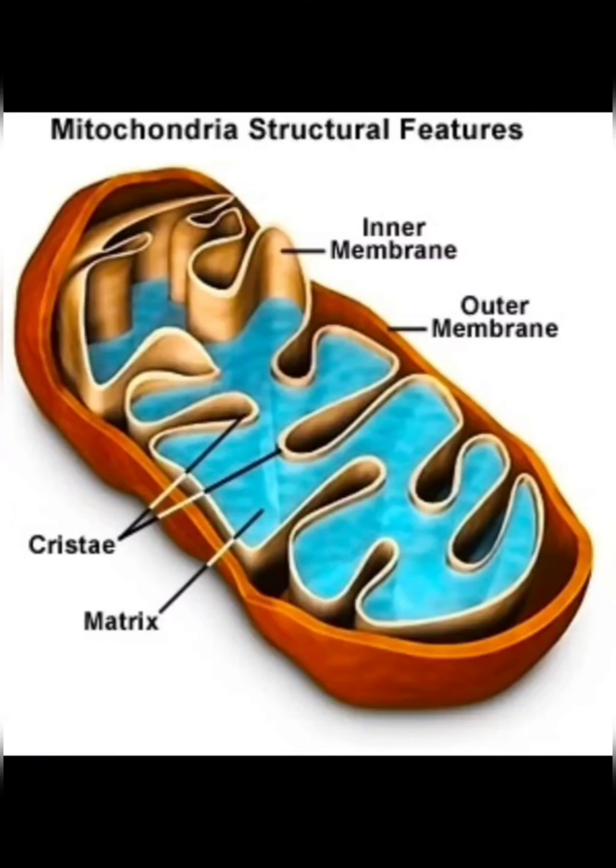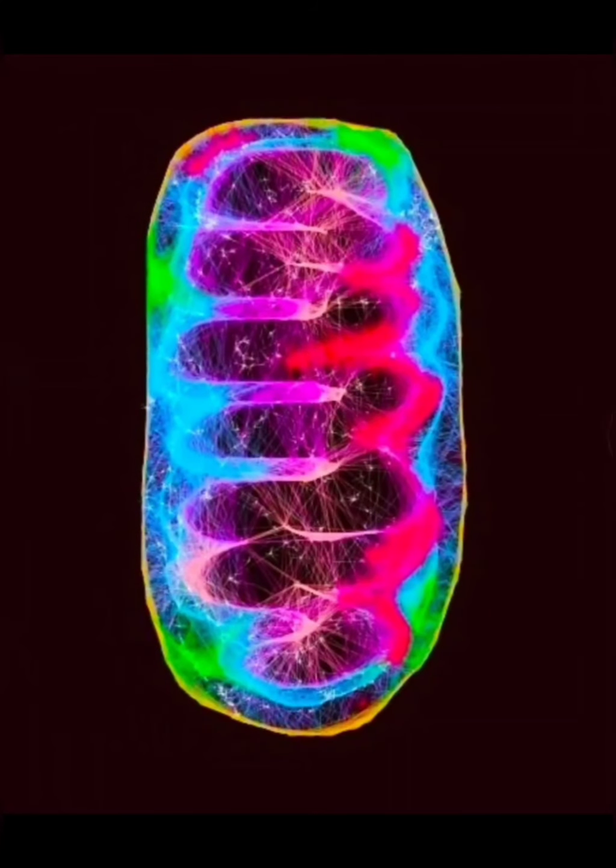Mitochondria are generally responsible for cellular respiration, a process through which the cell derives energy to do work. It is because of mitochondria that we are able to get energy, and heat is produced in our body. That is the reason why we call mitochondria the powerhouse of the cell.